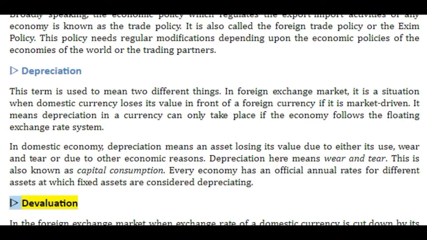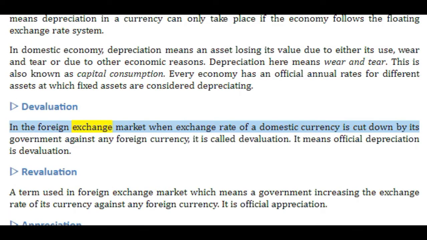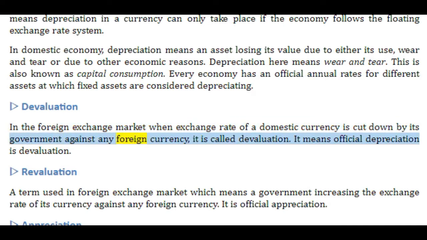Devaluation. In the foreign exchange market, when the exchange rate of a domestic currency is cut down by its government against any foreign currency, it is called devaluation. It means official depreciation is devaluation.